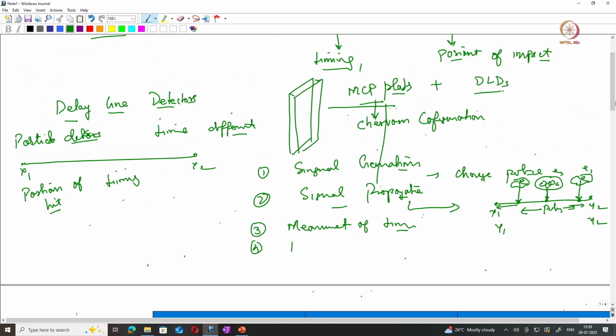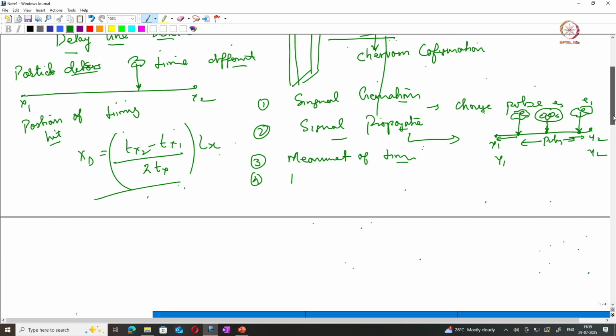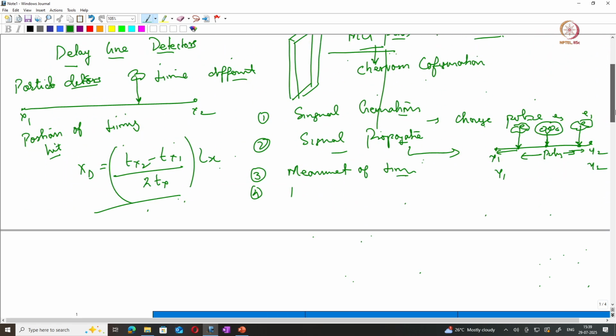Okay, so I can write the formula again. Usually xd is equal to (Tx2 minus Tx1) divided by 2Tx, times Lx. So this is the position of the hit of that particular electron cloud on the conducting wire. Correct. So this is the position calculation.